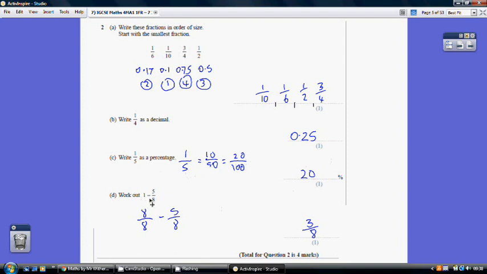Now part D, again, you can do this on your calculator if you want to be double sure, but if you want to do it without a calculator, a whole is 8/8. 8/8 take away 5/8, just subtract the numbers on top, the numerators. 8 take away 5 is 3, so that's 3/8.